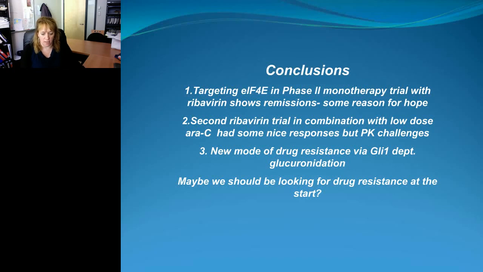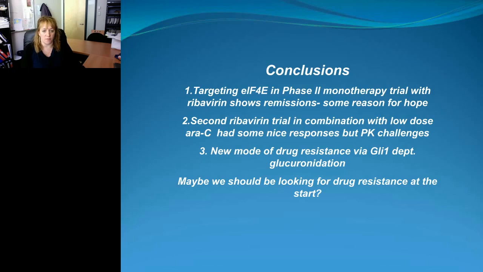I'd like to just conclude. Hopefully today I've shown you that targeting 4E in a phase 2 monotherapy trial with ribavirin shows remissions and reasons for hope. Hopefully I've shown you that 4E is an interesting molecule and it works well beyond what we think of normally in the realm of translation.